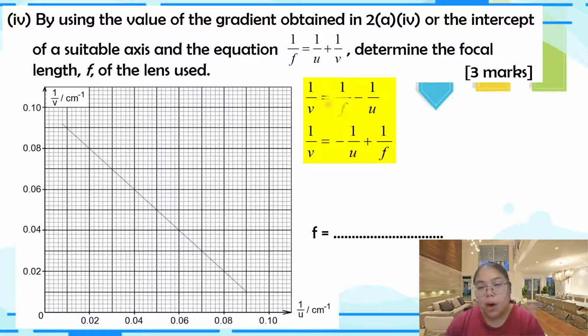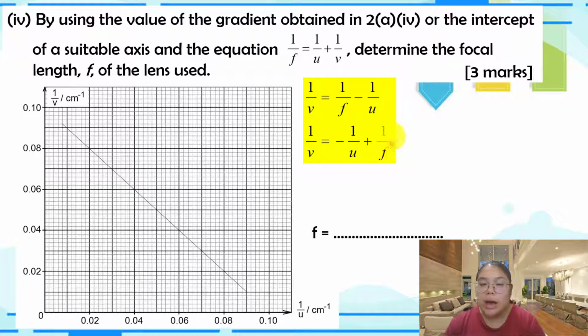Okay, I want you to compare this formula. 1 over v is the y-axis. 1 over u is the x-axis. So remember the equation for the graph, y equals mx plus c. So if I arrange the formula just like y equals mx plus c, this one should be y. This one is x. Okay, remember in mx, m is the gradient. So the gradient is -1. So that's correct, it follows this equation.